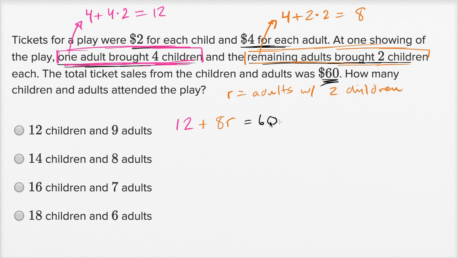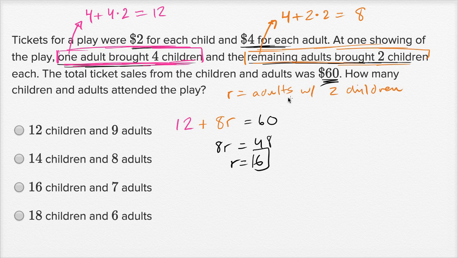Let's see, we can subtract 12 from both sides, and then on the left we'll be left with 8R is equal to 60 minus 12, which is 48. Divide both sides by 8, you get R is equal to 6. So we want to be very careful. You might say, okay, there were 6 adults. These are just the adults with 2 children.